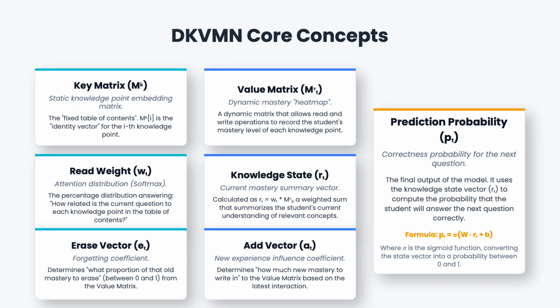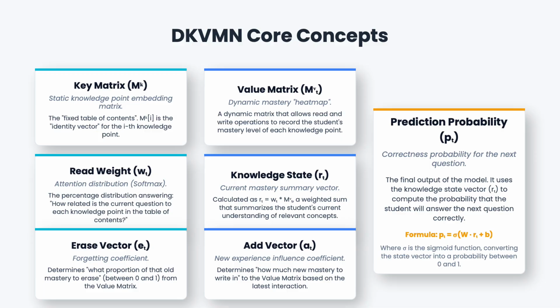Now let's take a closer look at the internal structure of this loose-leaf notebook. It mainly consists of 5 core parts working together. First is the key matrix, which you can think of as the table of contents of the notebook, clearly listing the titles of all knowledge points. Second is the value matrix, which is the content page of the notebook, dynamically recording your mastery level of each knowledge point, from completely clueless to proficient.